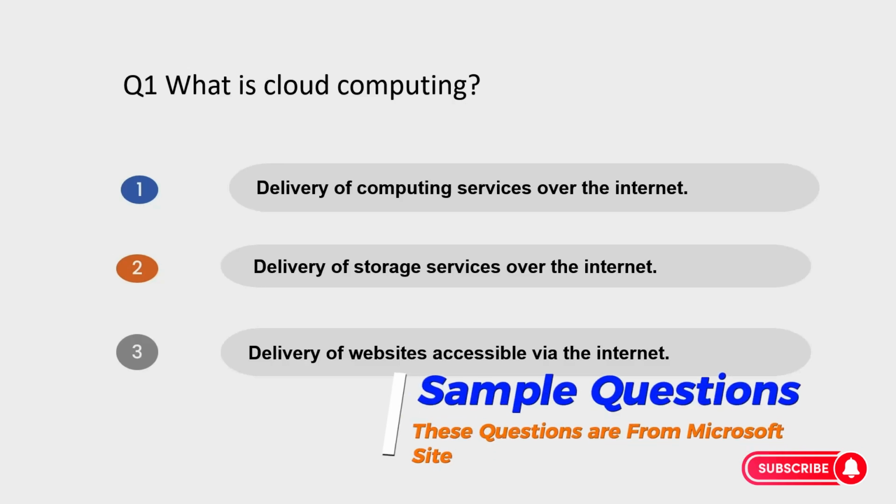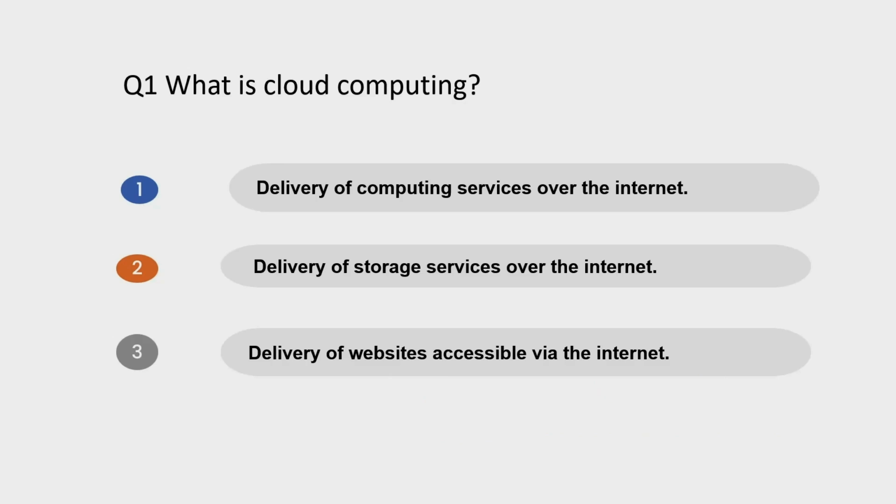Question number one: what is cloud computing? As a definition, we know that the delivery of computing services over the internet is the correct definition for cloud computing. So the keyword is cloud computing, and we know the definition: delivery of computing services over the internet. The second answer says delivery of storage services over the internet. This is also one of the services provided by a cloud service provider, but the actual definition of cloud computing is answer number 1.